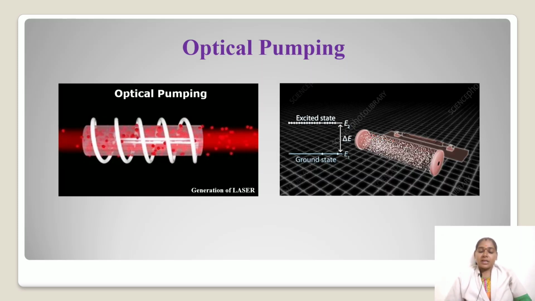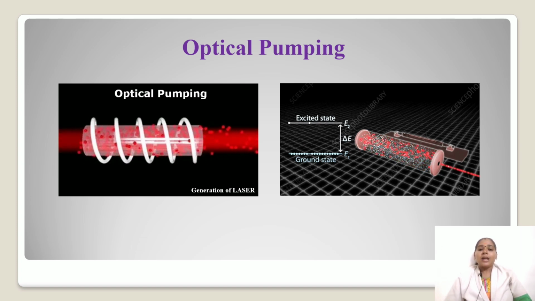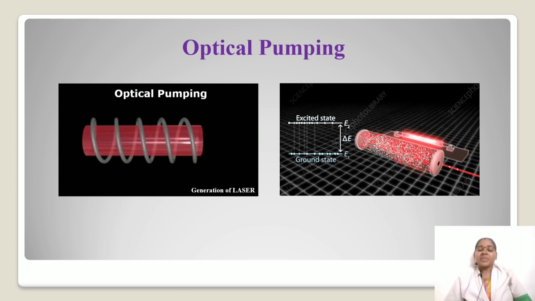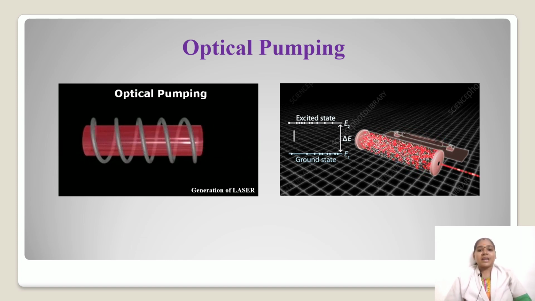Optical pumping method. For optical pumping, flash lamps and high energy light sources are used for the pumping process. Where the atoms are exposed to light radiation of energy, the atoms in the lower energy state absorb this energy and go to the excited state. This is the optical pumping. It is used commonly in solid state lasers like ruby lasers.